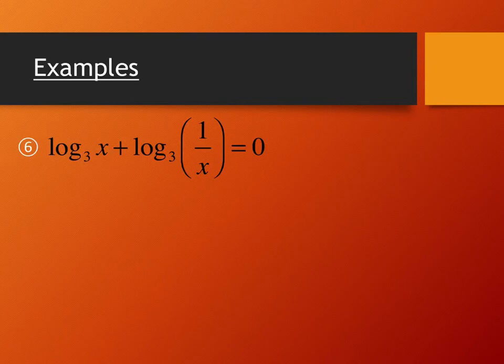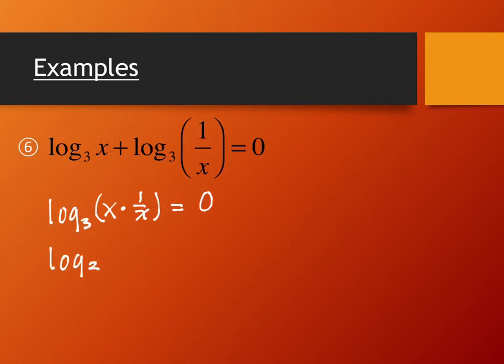This time, though, it's not a quotient rule, it's a product rule, right? So I have log base 3 of x times 1 over x, and it equals 0. What is x times 1 over x? It's 1.